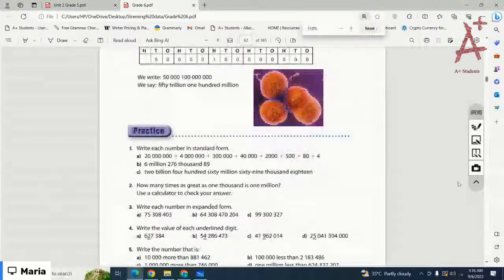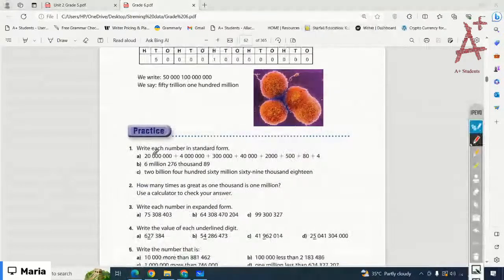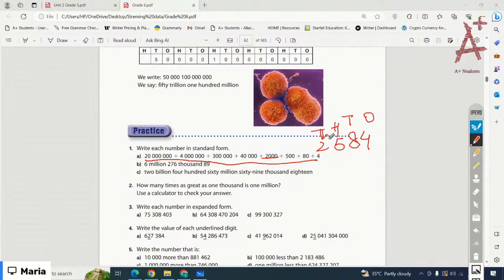Write each number in standard form. The zeros tell you the position of the digit. 4 doesn't have any zero, so that would be the very first digit. Then you have 80, which means 8 is at the tens position. 500, 5 is at the hundreds position. 2,000, 2 is at the thousands position. 40,000, 4 is at the ten thousands position. 300,000, 3 is at the hundred thousands position.